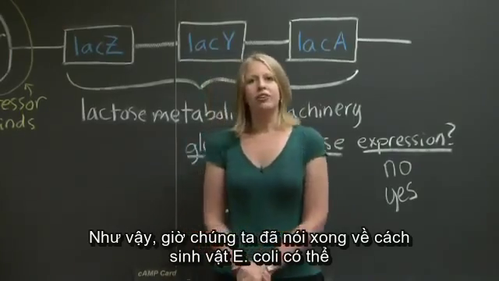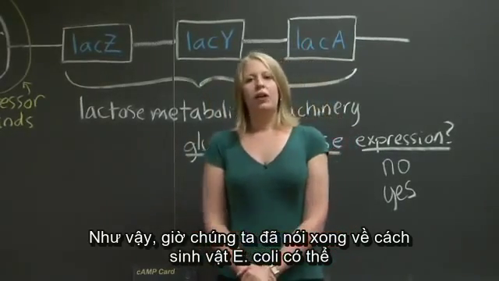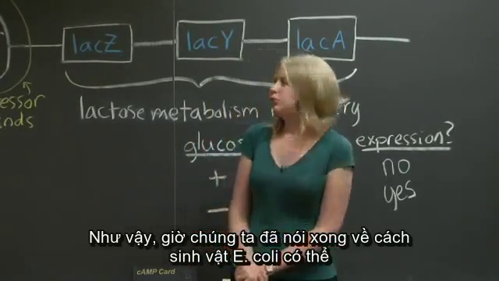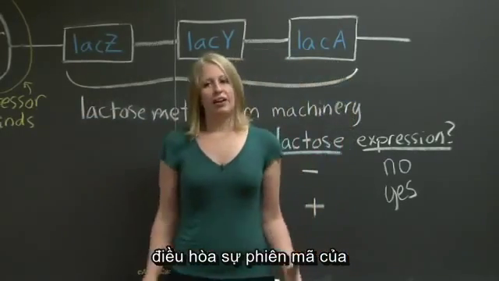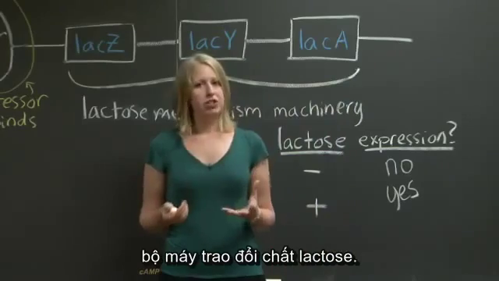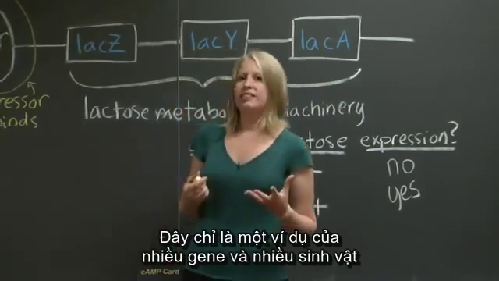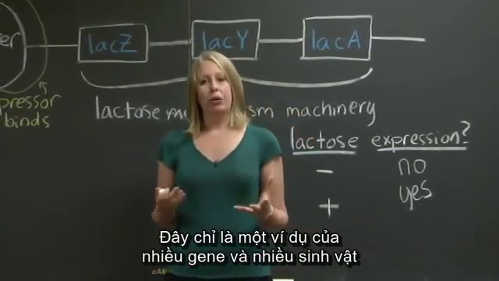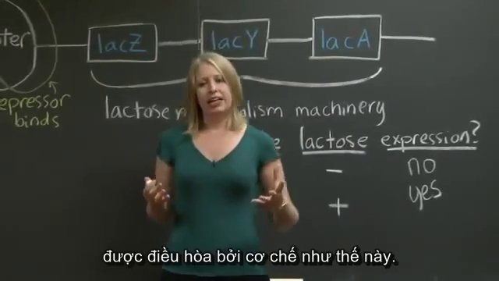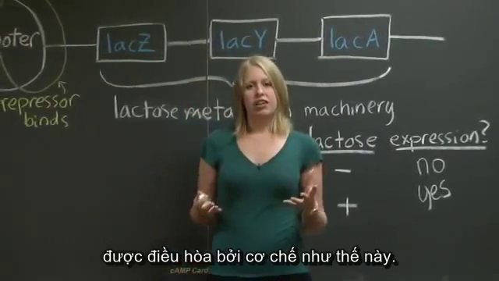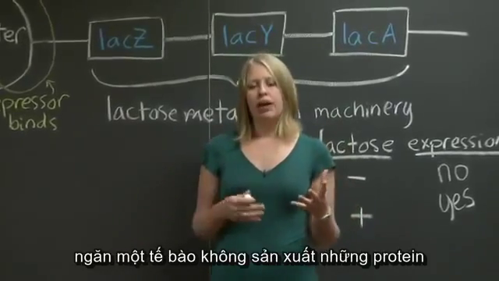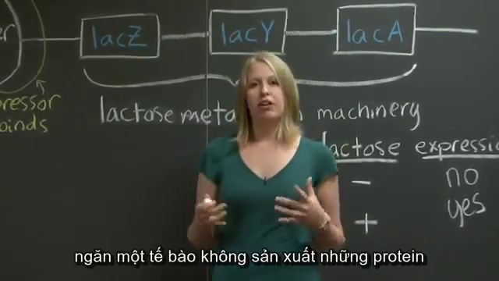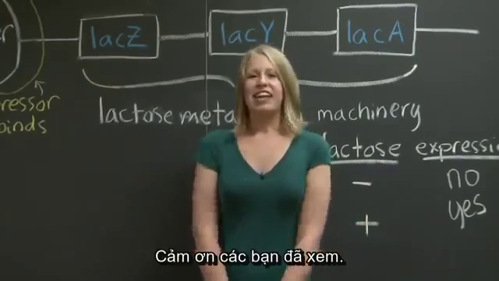So we've now covered how the E. coli organism is able to regulate the transcription of the lactose metabolism machinery. This is only one example of many genes in many organisms that are regulated by mechanisms such as this. Gene regulation is a very widespread mechanism in order to keep a cell from producing proteins that are a waste to produce. Thank you for watching.